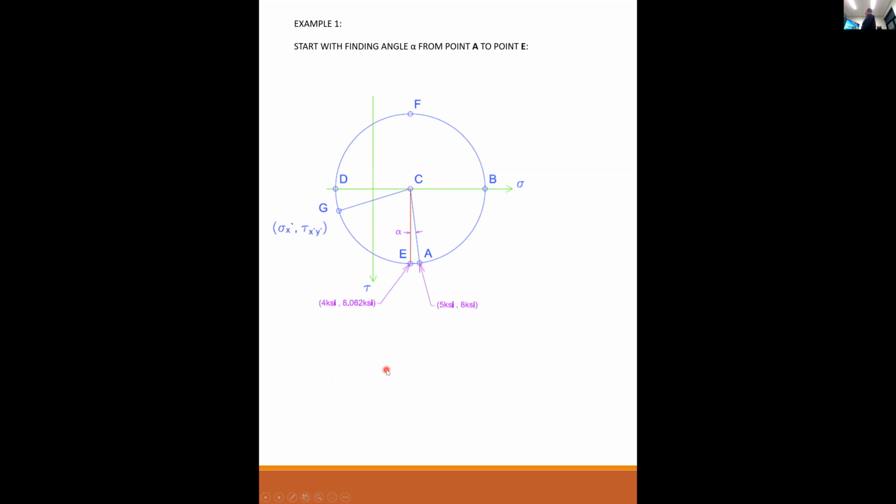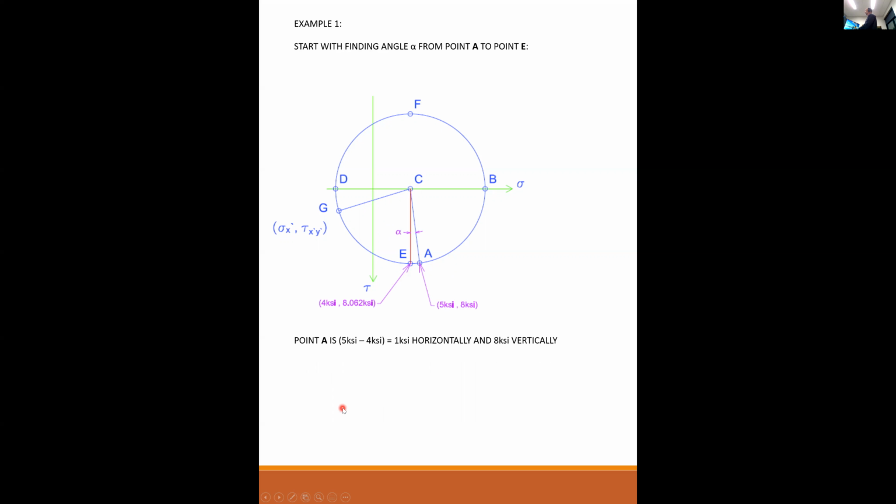Okay, so we start by finding the angle alpha from point A to point E. This is my reference point, and this is point E. I know my reference point is (5, 8) from the problem statement, and I know that point E is (4, 8.062). We solve for these numbers.